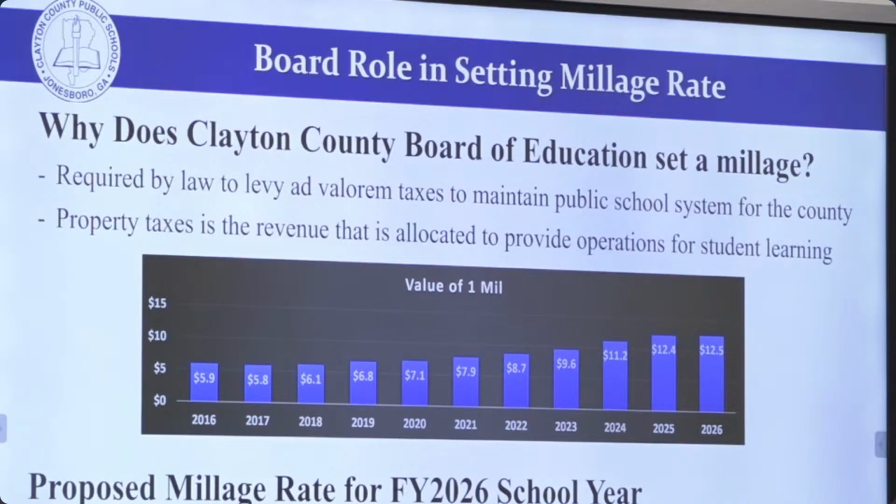This picture here shows the value of 1 mil since 2016. As you can see, it has gone up, but we have one of the lowest values, as I'll show you later on in the presentation. So for this fiscal year, we're proposing a 19.6.